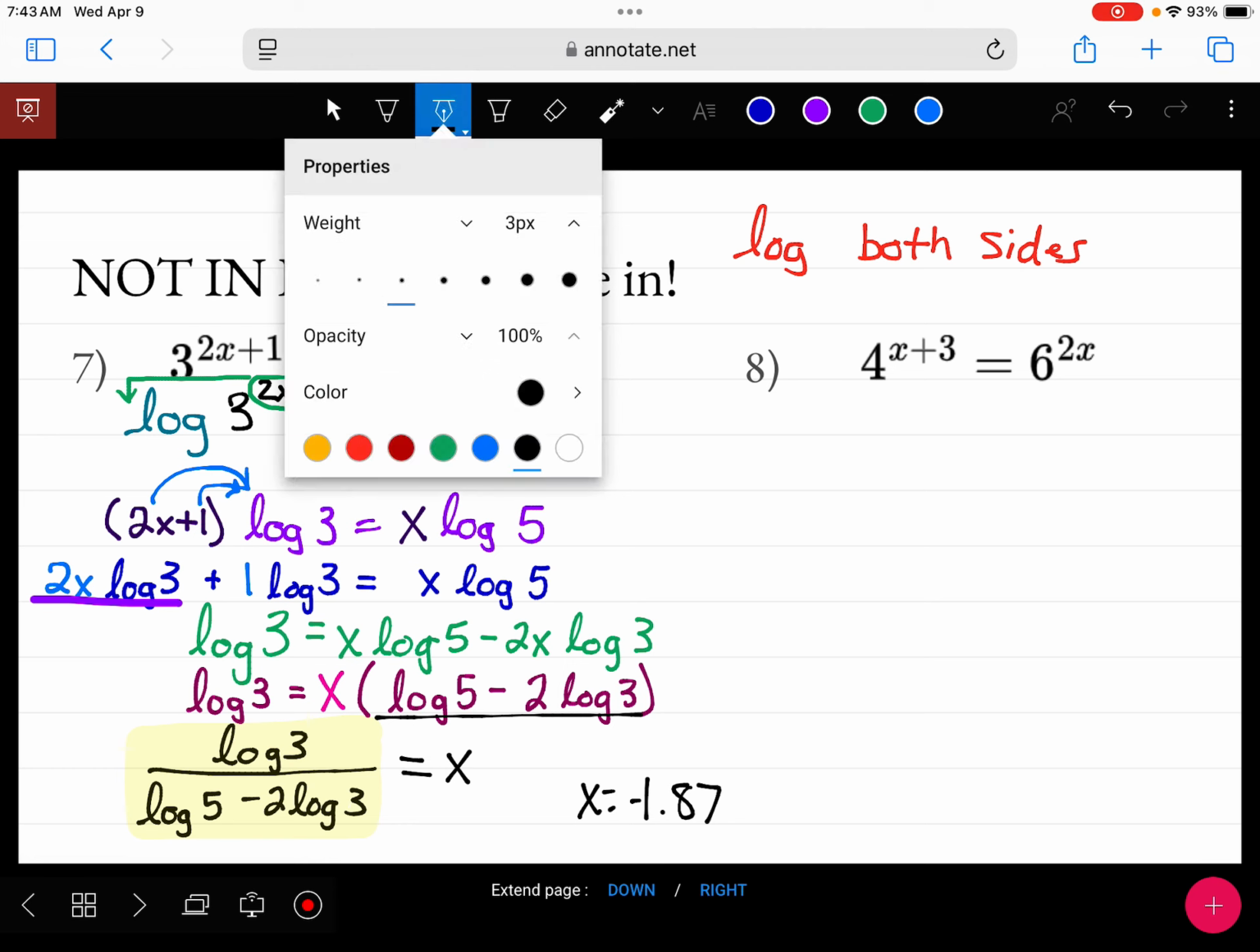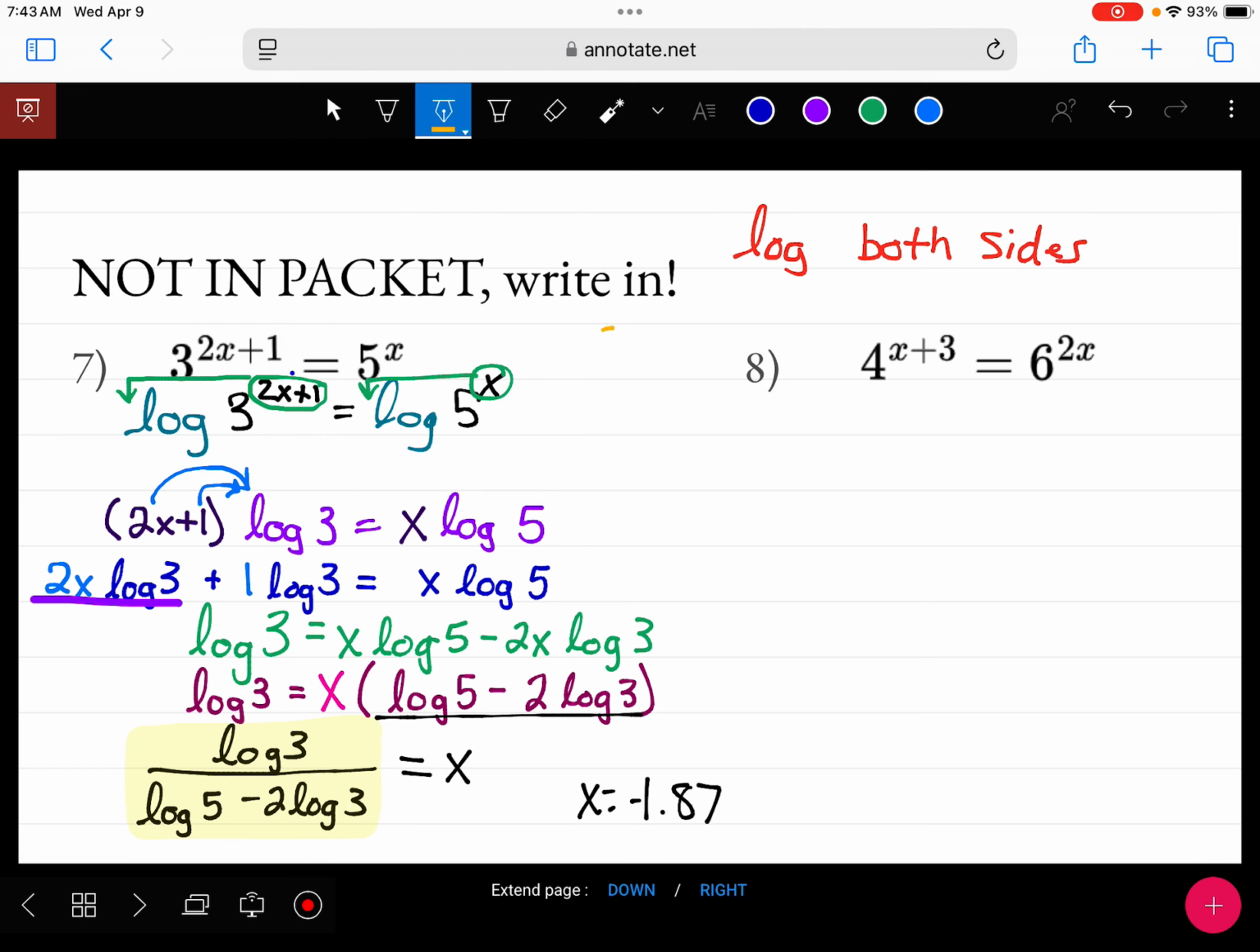So the next one we have is very, very, very much like it. I should wind up with enough space, but I can always make it bigger if I need to. So we have, for number 8, and again, you have to write this one in, 4 to the x plus 3 and 6 to the 2x. And our very first step is going to be to log both sides so that we can use our expanding and condensing properties.